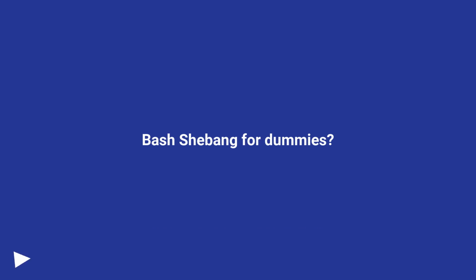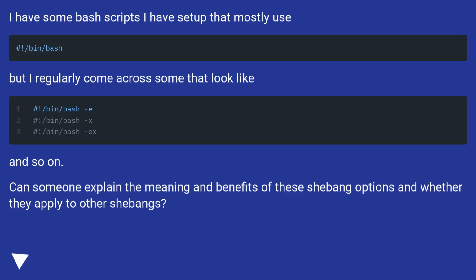Bash shebang for dummies? I have some bash scripts I have set up that mostly use one form, but I regularly come across some that look like others, and so on. Can someone explain the meaning and benefits of these shebang options and whether they apply to other shebangs?